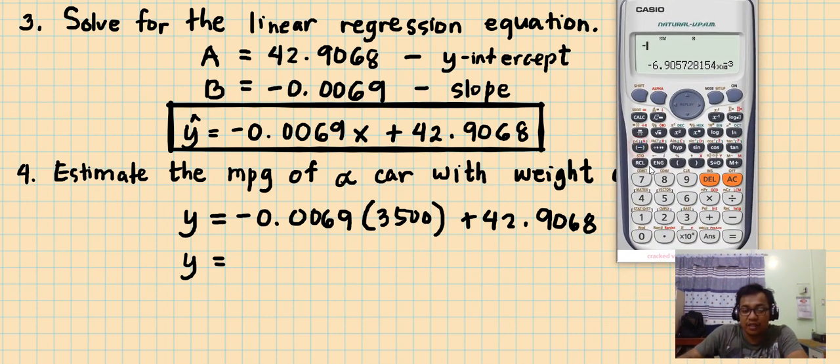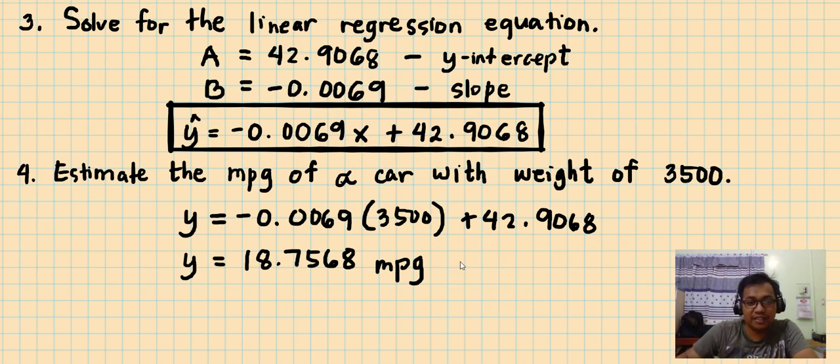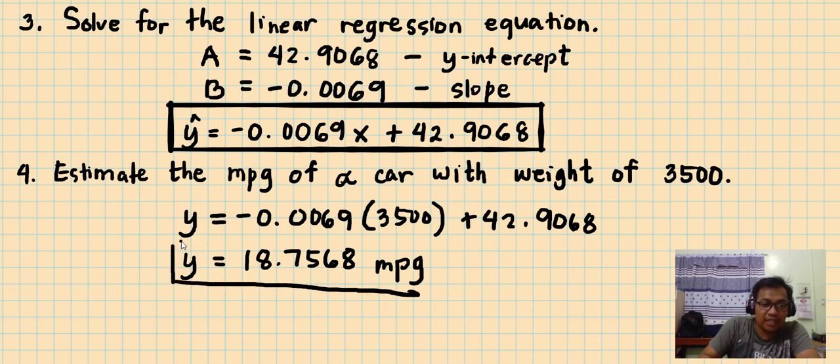So negative 0.0069 multiplied by 3,500 and then added to 42.9068. And the answer is 18.7568 miles per gallon. Okay? So, ay, nalulobat na ang mic ko. So, yan, yung ating estimation of the miles per gallon of the car with a weight of 3,500 pounds.